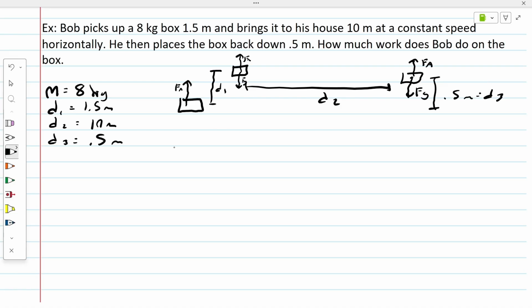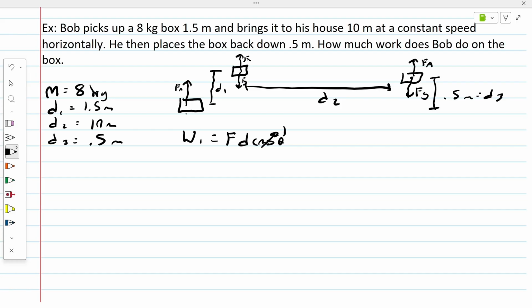So if we want to, let's do it for each situation. So we have work from the first distance is going to be the force that Bob is applying times the distance, and we know these are in the same direction. So if we have cosine of theta, theta is 0, so this cosine will just be 1. But what is this force going to be?